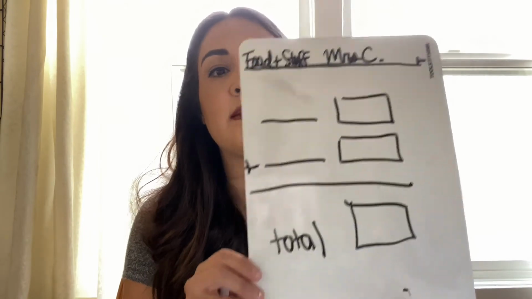Sorry about that, friends. Mine's going to be called Food Plus Stuff Store. Food Plus Stuff. And then I have my name, Mrs. Christensen. I'm going to put Mrs. C just because I don't have a lot of room. And so it should look something like this.